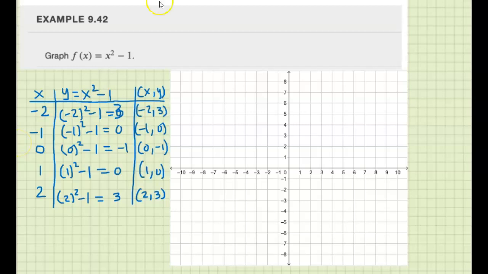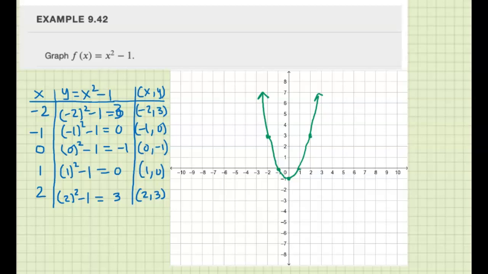Alright, so let's plot the points. I have (0, negative 1), (1, 0), (2, 3), (negative 1, 0), (negative 2, 3). Right? So we're going to join and draw the graph. Here you go. This could be a little bit better. Let me just try this side again. (2, 3). There we go. Okay?